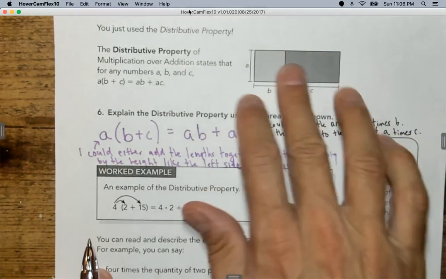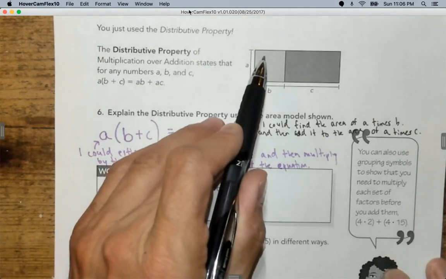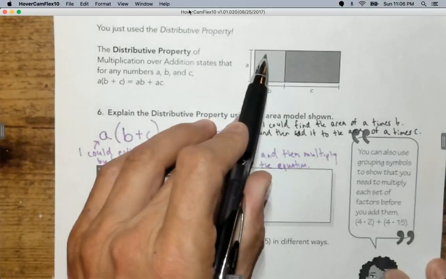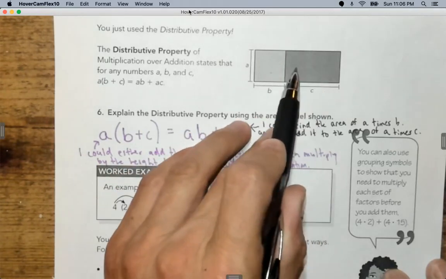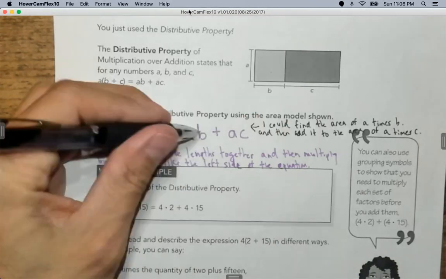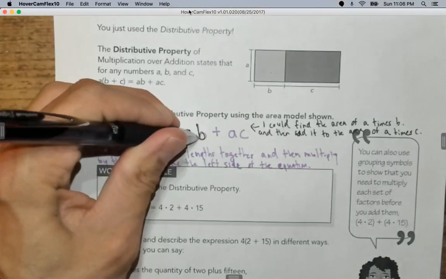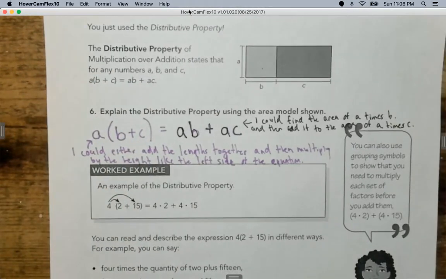of the whole rectangle, or I can find the area of this rectangle by taking a times b and then add it to this rectangle, which is a times c. Okay, and so the pen part is that, and then the pink is that.